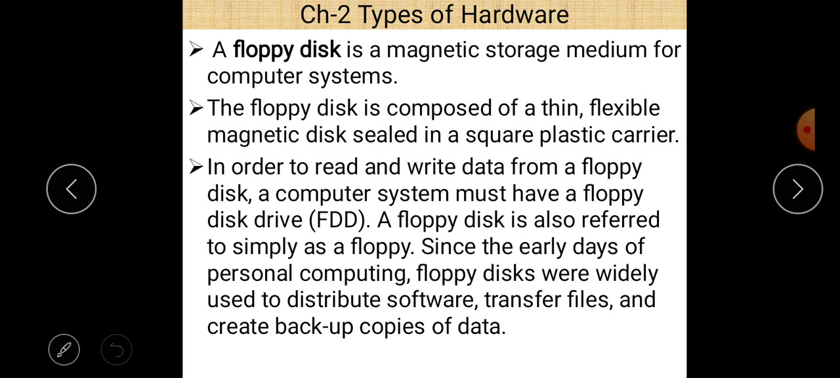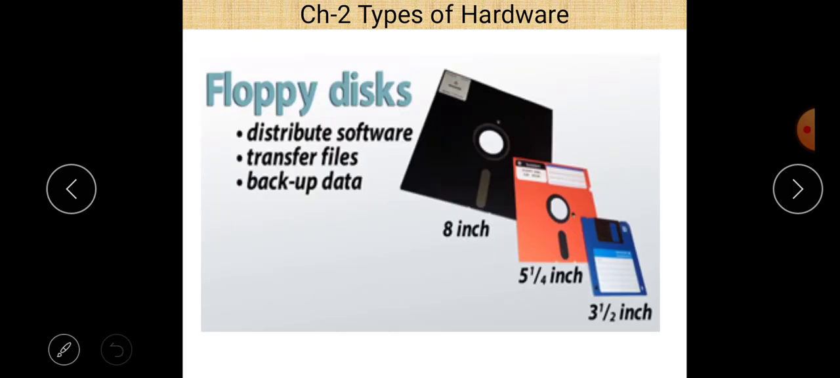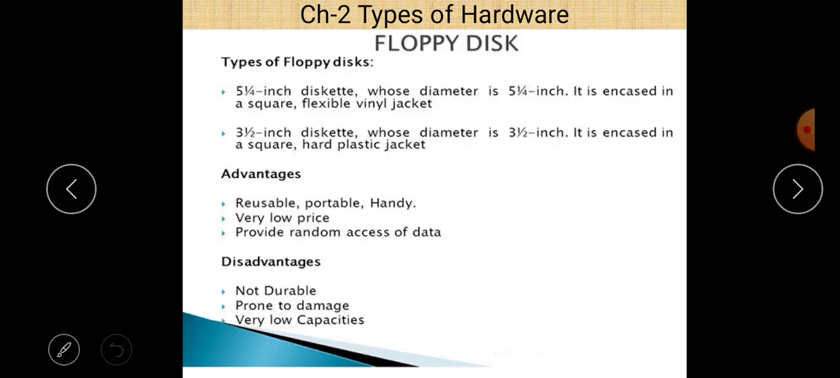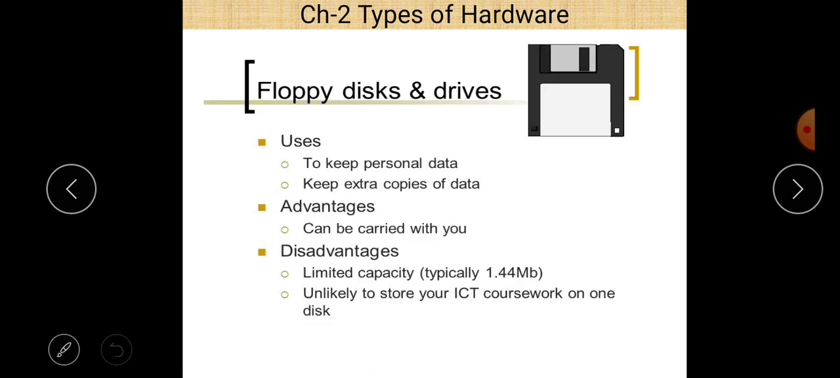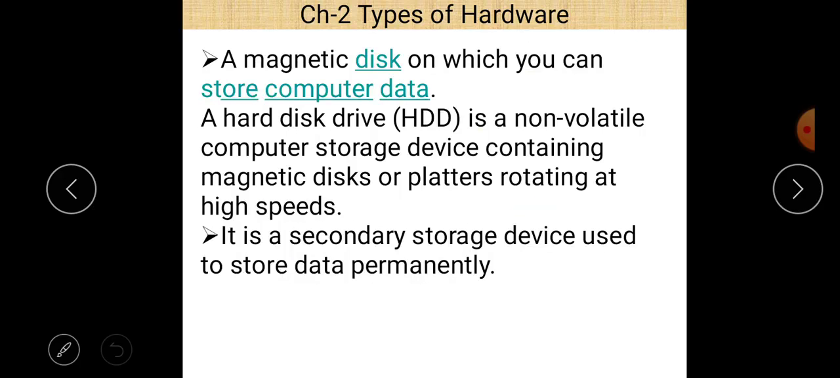Then floppy disk. Floppy disk is a type of magnetic disk, and these are the most common sizes of a floppy disk, and they can store data up to 1.44 MB. So that's why they are not used nowadays, because it is very small data here, and they are portable. This is the main advantage of using a floppy disk.